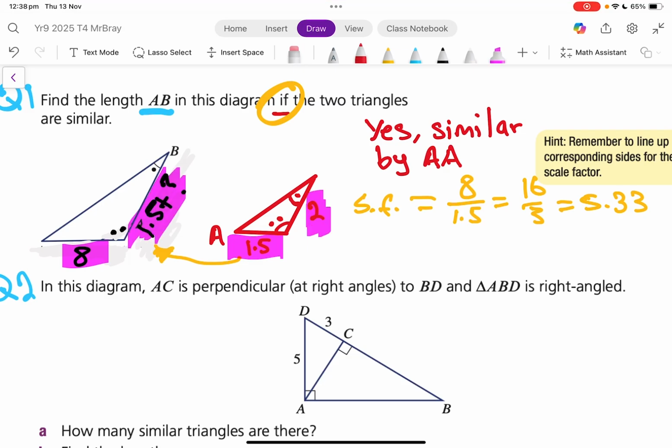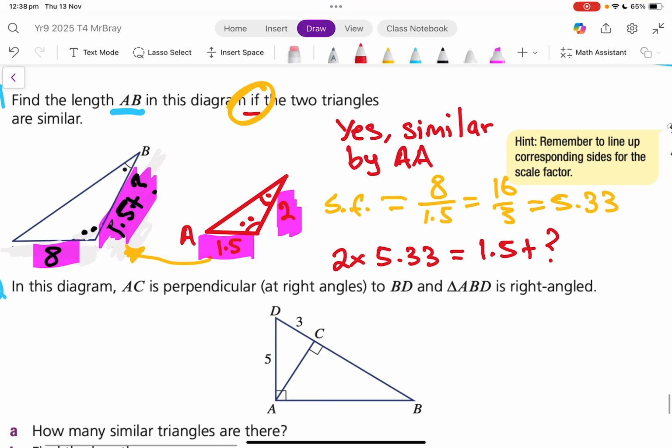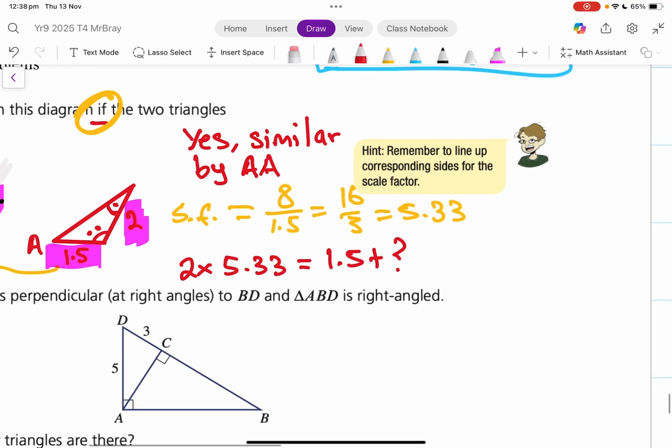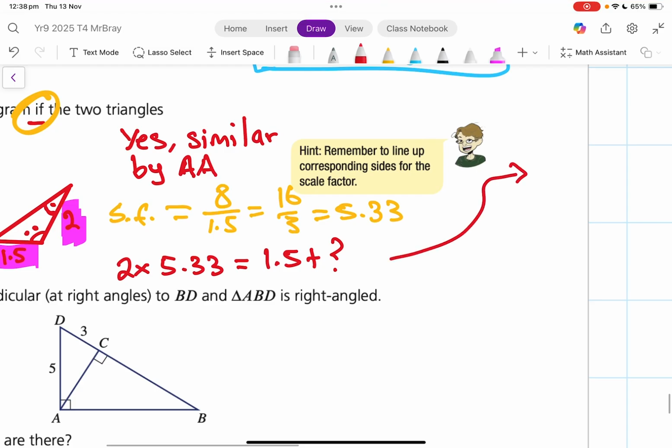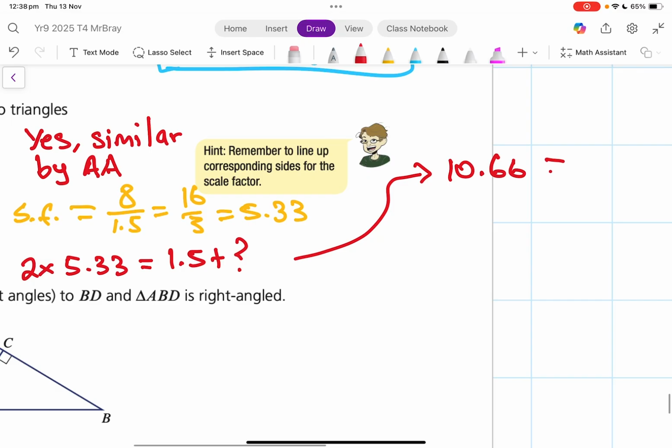And so now, using this to solve for the unknown, we can see that 2 matches up with this side. So the 2 multiplied by the scale factor, which is 5.33, is going to give me 1.5 plus my unknown amount. So 2 lots of 5.33, well, that's not exactly a nice number, right? I'm running out of space here, so I'm just going to do it over here. 2 lots of 5.33 is 10.66.